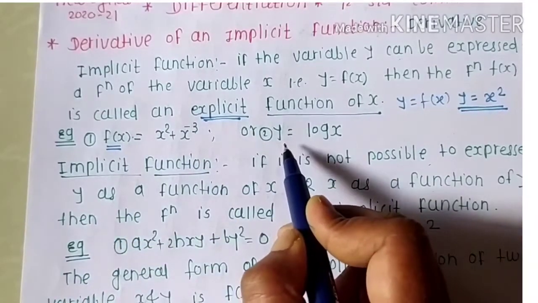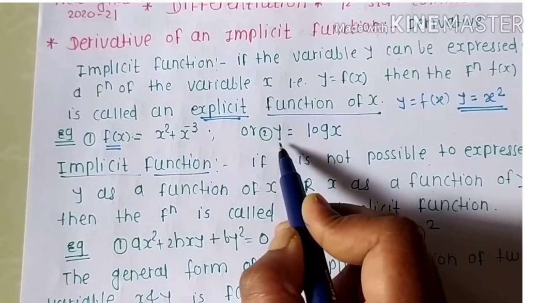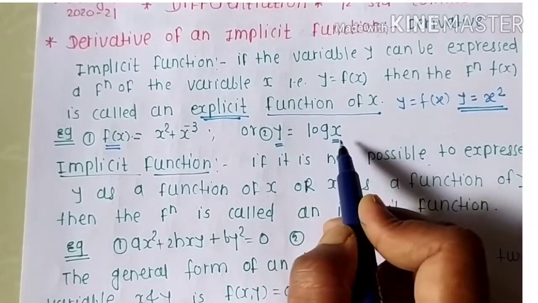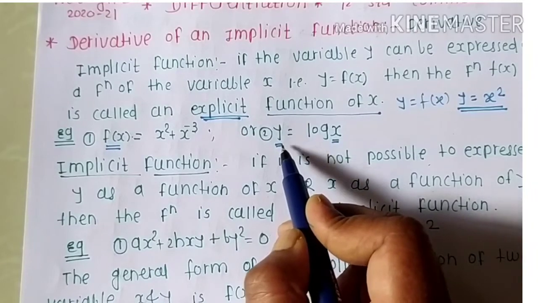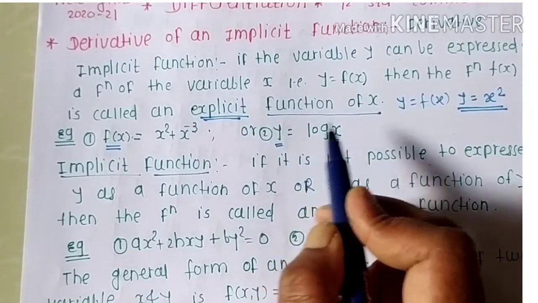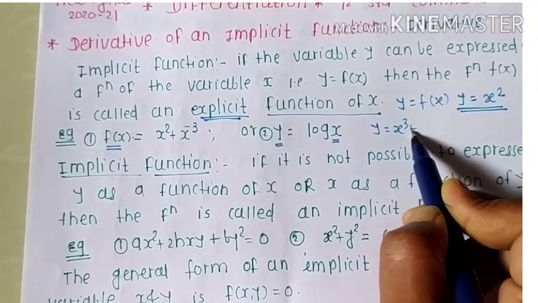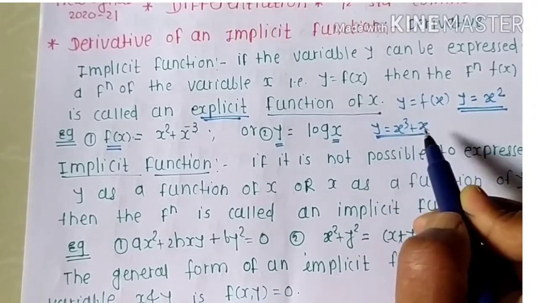A second example is y is equal to log x. Here the term of y and the term of x are separate, so this is known as an explicit function. Or y is equal to x cube plus x, this is also an explicit function.